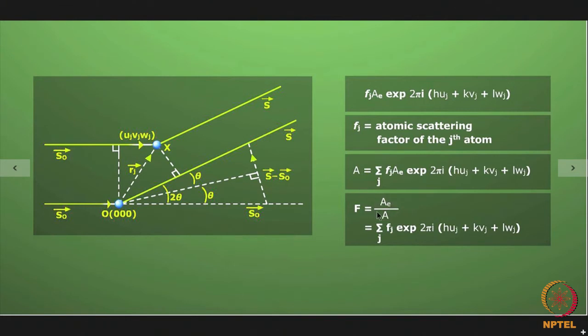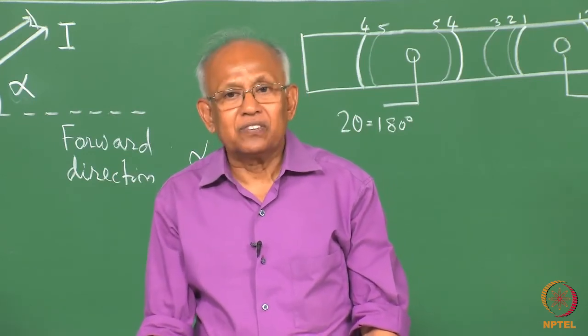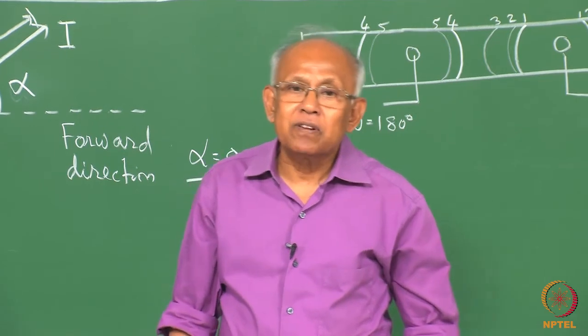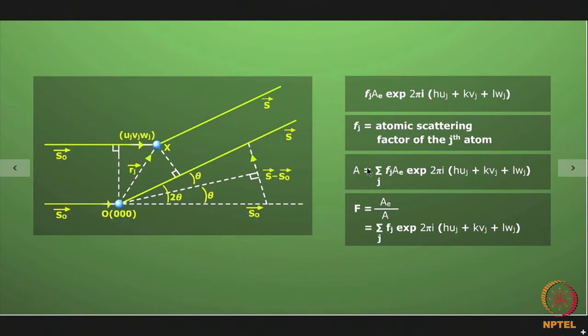Please note that there has been a mistake here. The crystal structure factor will be A divided by Ae, where A stands for the total amplitude scattered by all the atoms in the unit cell, divided by the amplitude scattered by a single electron. So, this is A, and we divide it by Ae. So, what will happen? Ae will cross out. So, we will have this expression for the crystal structure factor.